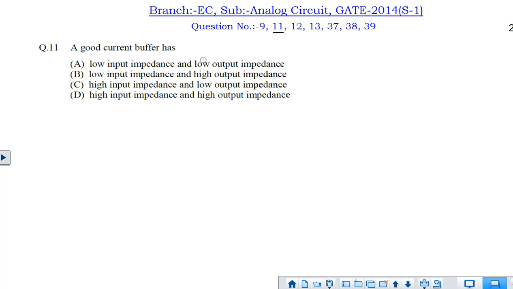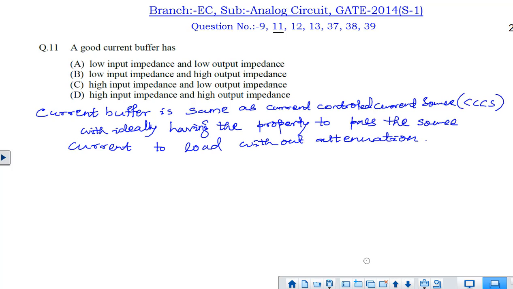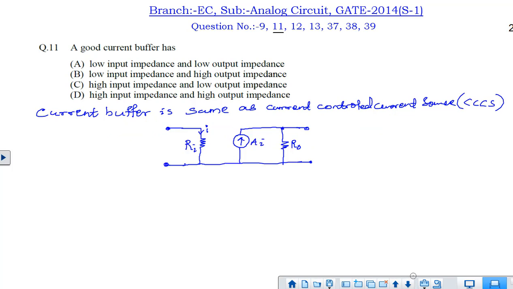Next question is question number 11. In this question we have to find out the good characteristic of a current buffer, that is, the statement about its input impedance and output impedance. A current buffer is a current controlled current source, ideally having the property to pass the source current to the load without attenuation. That is the good quality of a current buffer.